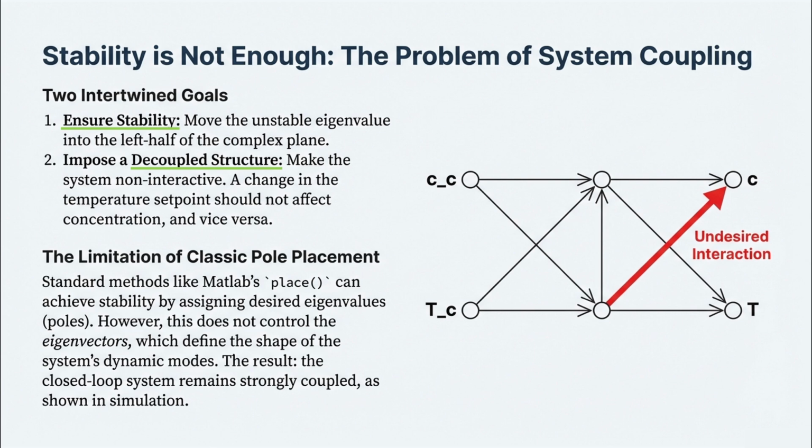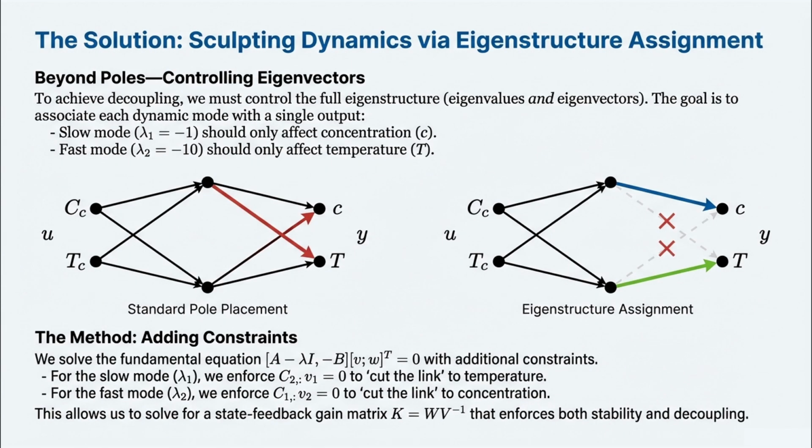This is not feasible with the classic place command known in Matlab. Instead, calculation is needed, more advanced calculation. In order to be able to control the eigenvectors, we want to go from the left diagram to the right diagram, where there is no intersection between the control of the concentration and the temperature inside of the reactor. The method chosen was to solve the fundamental equation I minus lambda I in order to decouple the links.